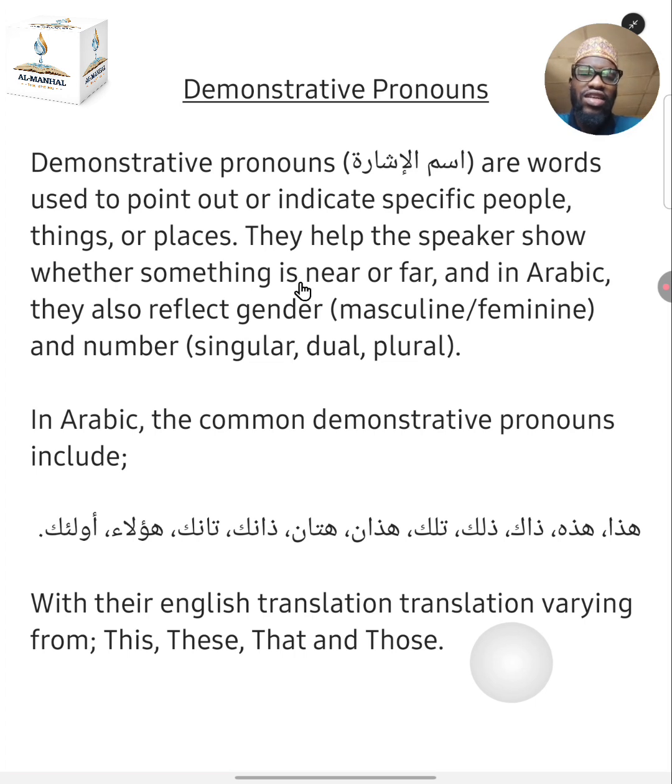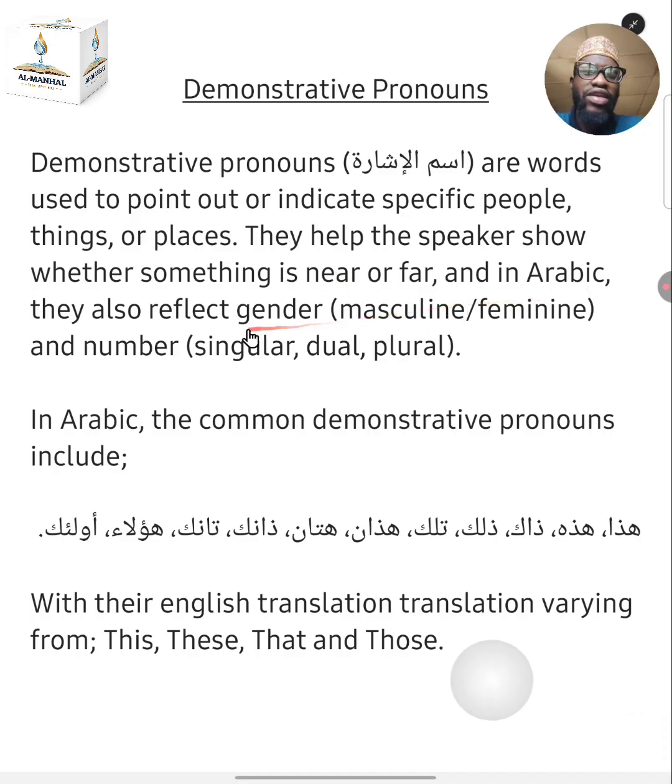So there is a clear difference between this and that. This is indicating that the thing is what? Is near, while that indicates that it is what? It is far away. So this is one of the cogent points that we need to pay attention to as far as demonstrative pronouns are concerned.